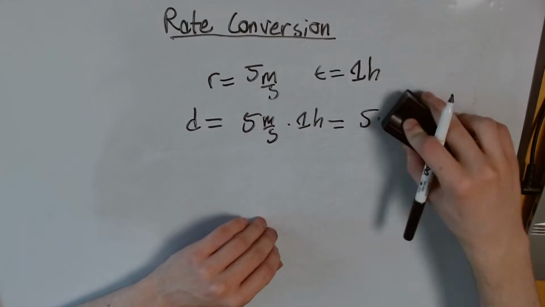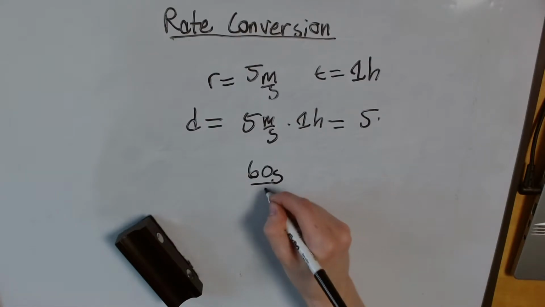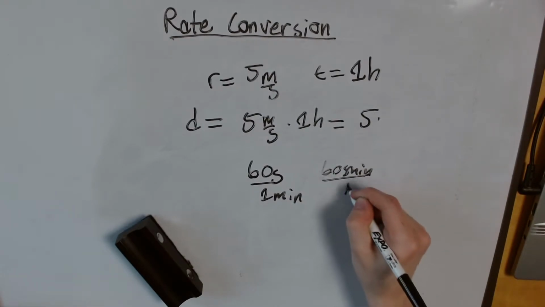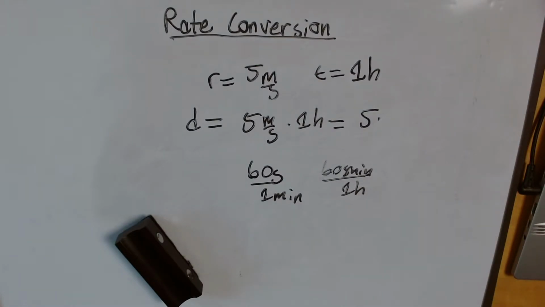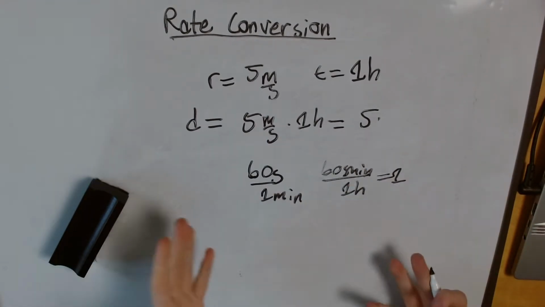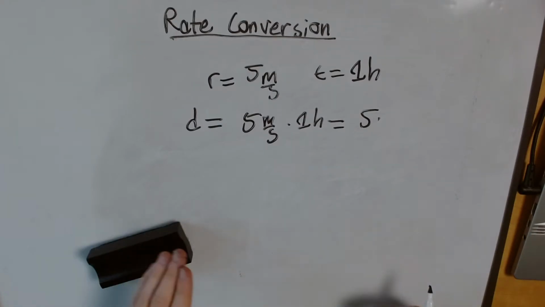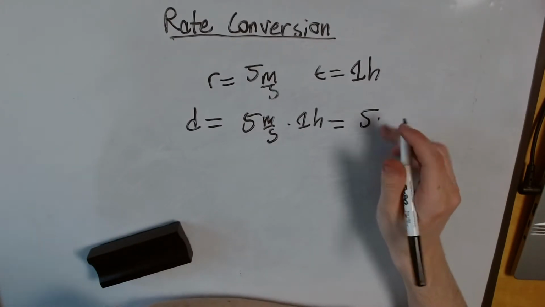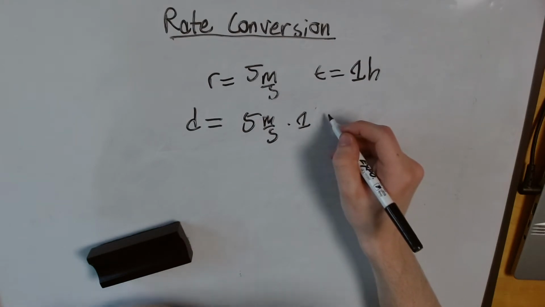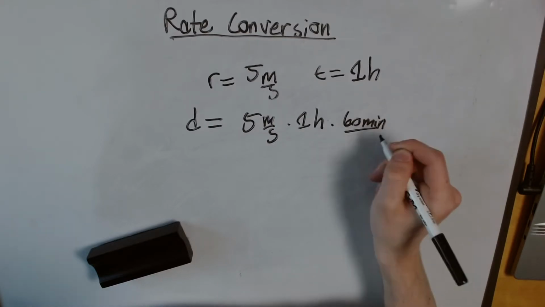Well, I know that there are 60 seconds in 1 minute, and there are 60 minutes in 1 hour. Since these are basically equal to 1, because 60 minutes is equal to 1 hour and 60 seconds is equal to 1 minute, I can take these and multiply them by my units to get an appropriate value. So 1 hour is equal to, times 60 minutes over 1 hour.